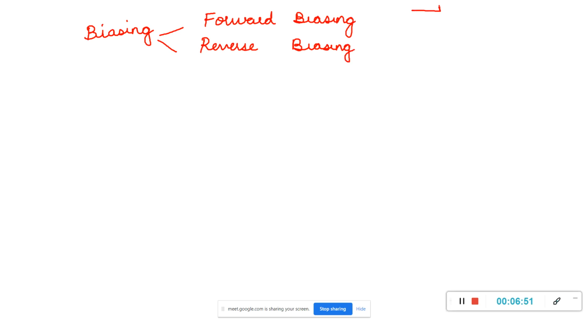So forward biasing is nothing but connecting the diode. This is P-type, this is N-type. Connecting the P terminal to the positive terminal of the battery, and connecting the N-type to the negative terminal of the battery is nothing but forward biasing.